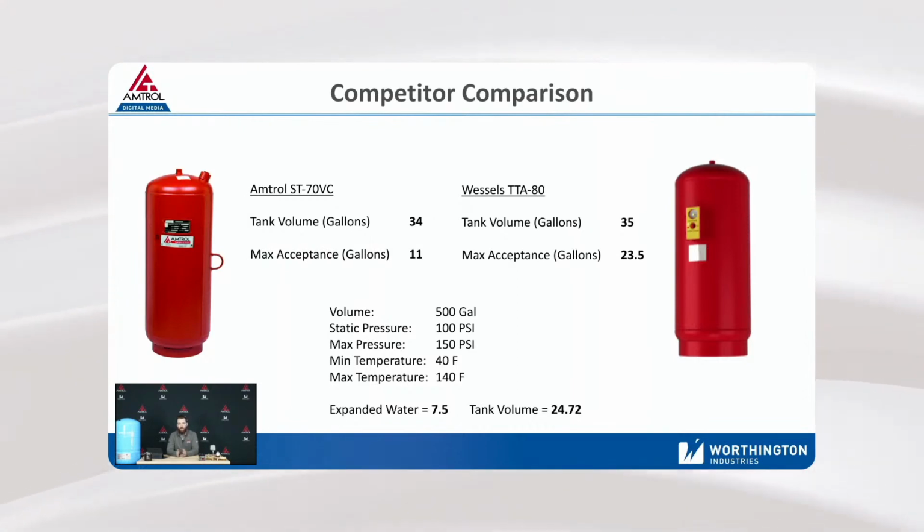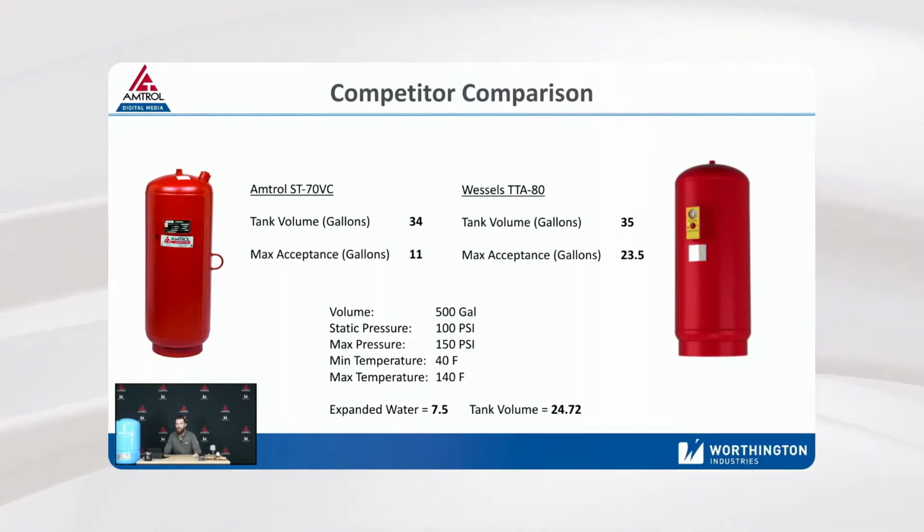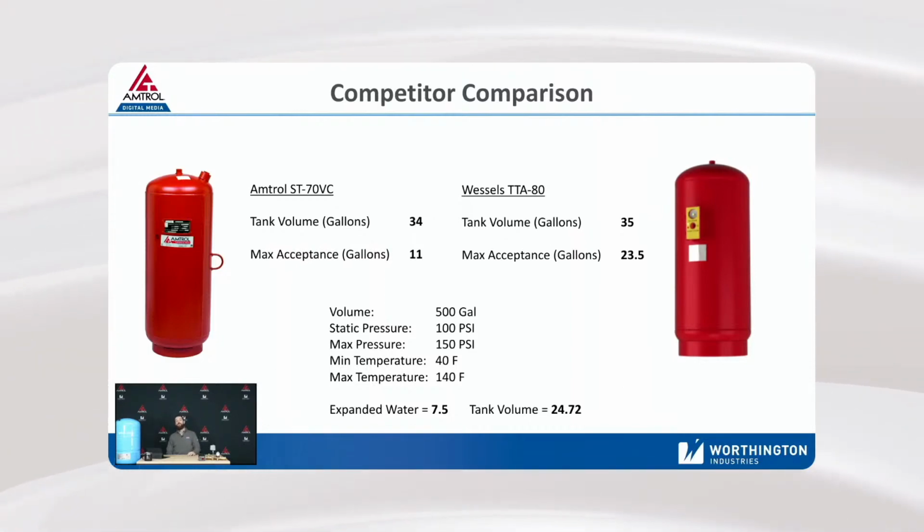So you notice the tank volumes are very similar, but the max acceptance is very different. Admittedly, this is double ours. So at first, if you're looking at that on a schedule, a red flag or red light might come up: can I cross that with ours? Our acceptance factor is very different.